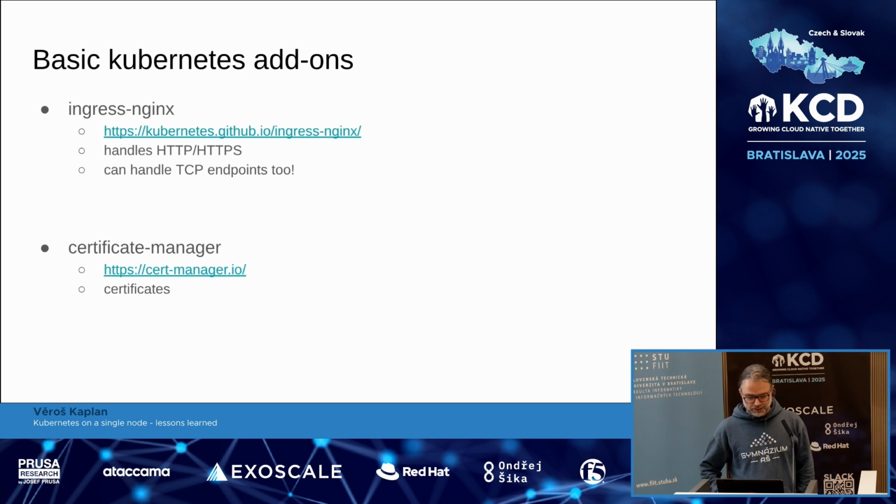Great. Basic Kubernetes add-ons. We are using the basic Ingress Nginx, because in Rancher Kubernetes Engine 2 it's already present. It is deployed by a Helm chart, magically by the distribution. You can customize it by some special objects called HelmChartConfig or something like that. It's in the documentation. And what's nice, the Ingress Nginx can handle TCP endpoints too. We have some customers who run their special TCP applications, not only HTTP, and you can even handle it with Nginx.